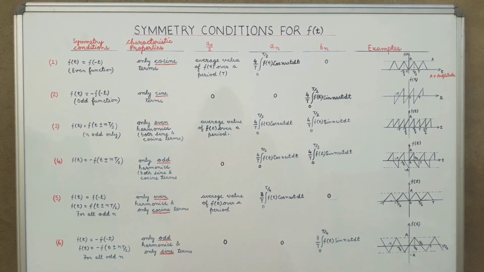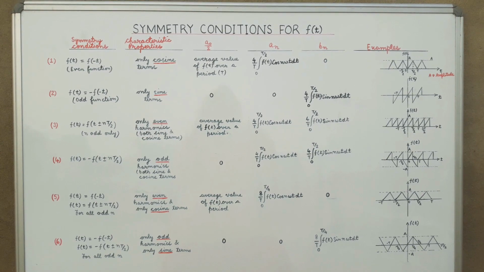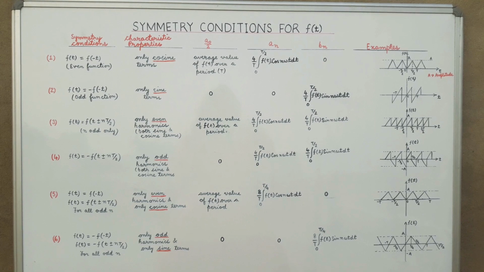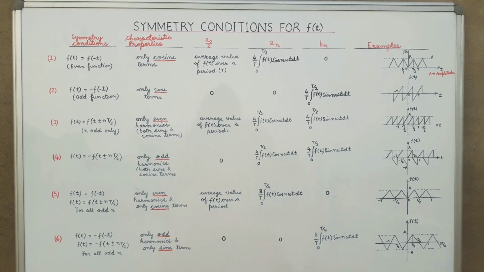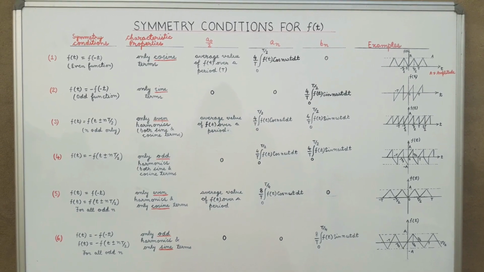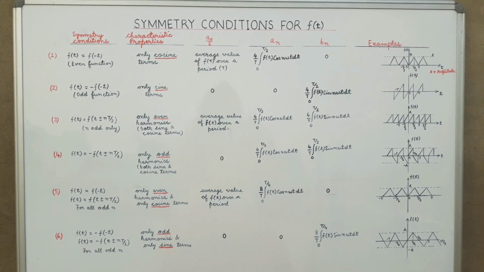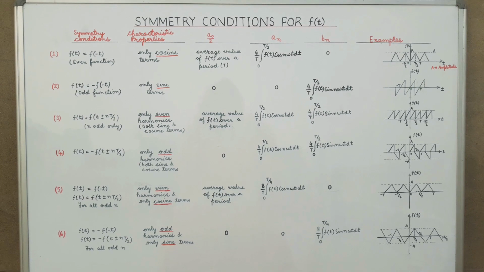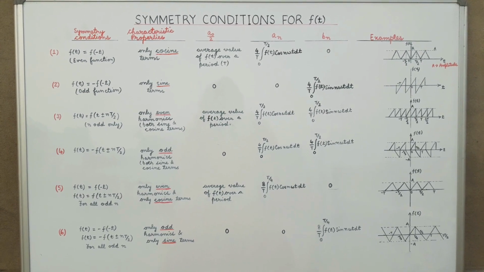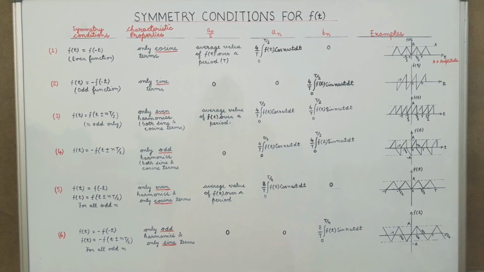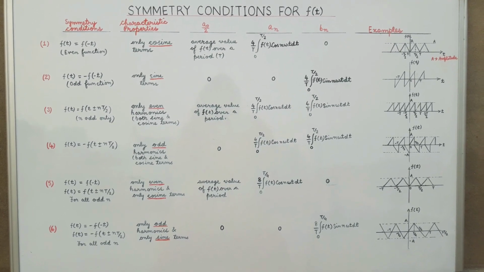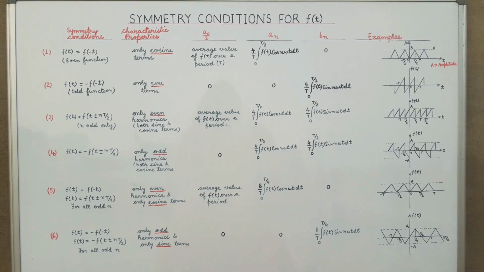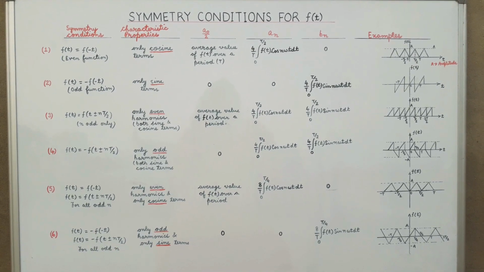Also, the expressions for the Fourier coefficients of those terms that are present in the Fourier series can be simplified. That is, certain symmetry conditions of the periodic function provide a shortcut for evaluating the Fourier coefficients, as given in the following table. The given table shows 6 conditions of symmetry and their characteristic properties.